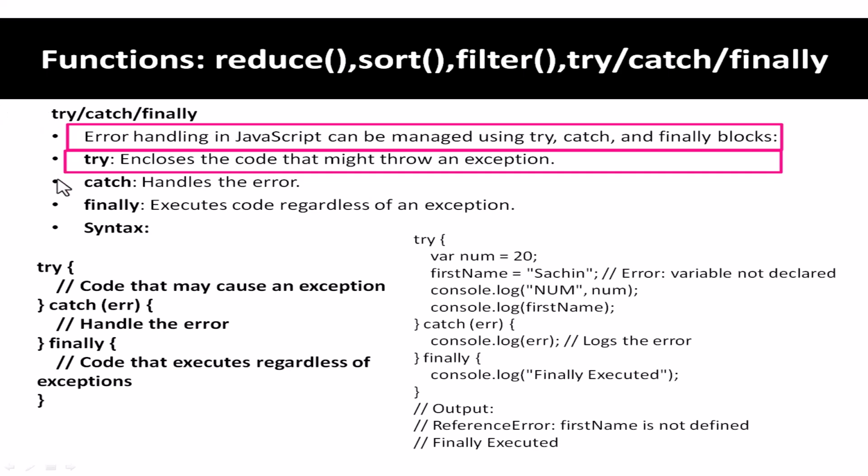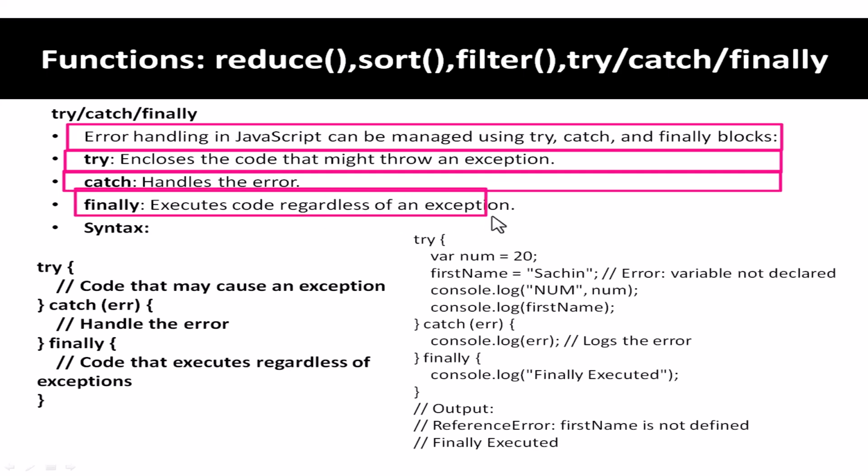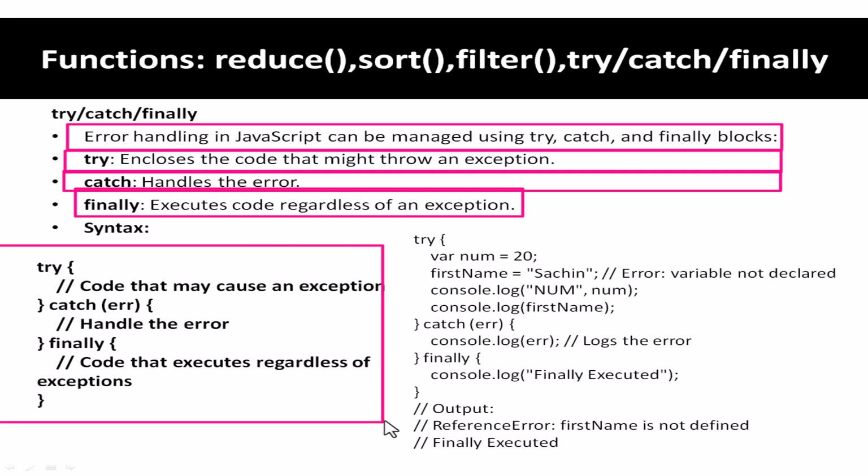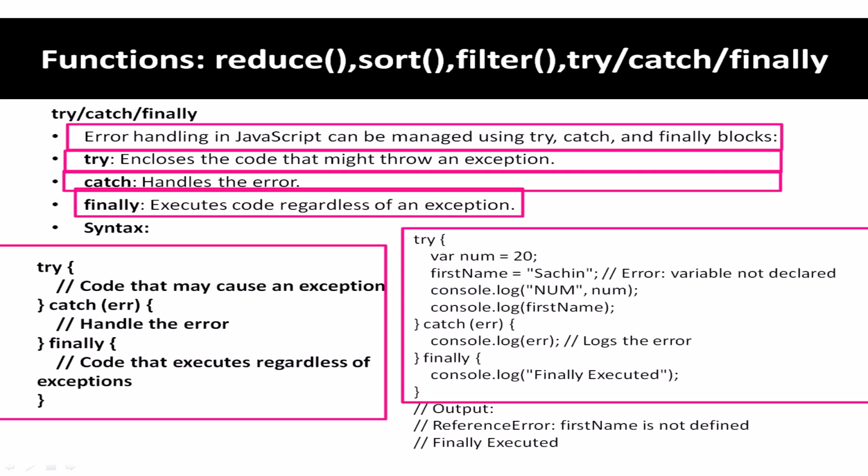Next, the catch block. We use the catch block for handling code, which means we handle the errors by using catch. Next, finally executes the code regardless of an exception. So now we have try, catch and finally blocks. Here we have an example program, variable number equal to 20. For example, what kind of exception can be raised? Divide by 0, or dividing a string with a number. This kind of thing may arise.